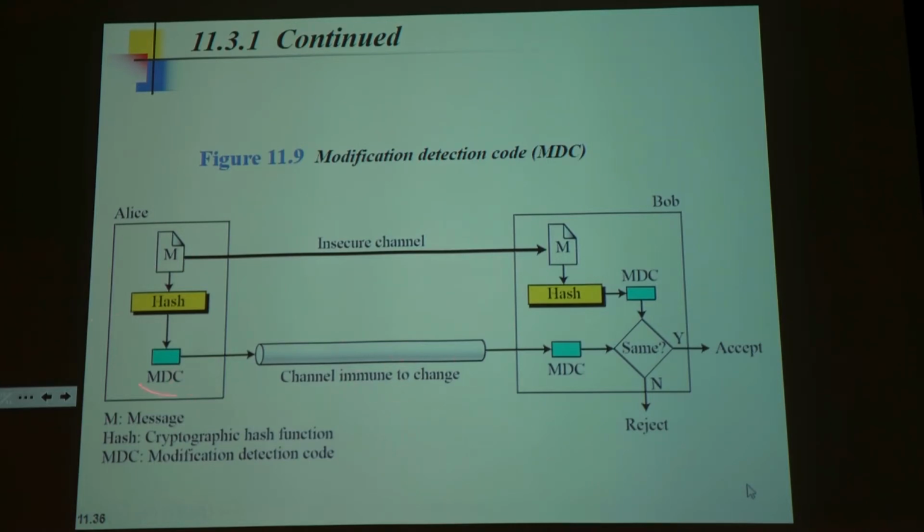You have to send the digest in the secure channel. So what will happen in here? You receive the message. Both know what the hash function is. They create the hash, then you create the MDC. The MDC received with the secure channel will be compared. If they are the same, it will be accepted. If they are different, it will be rejected.